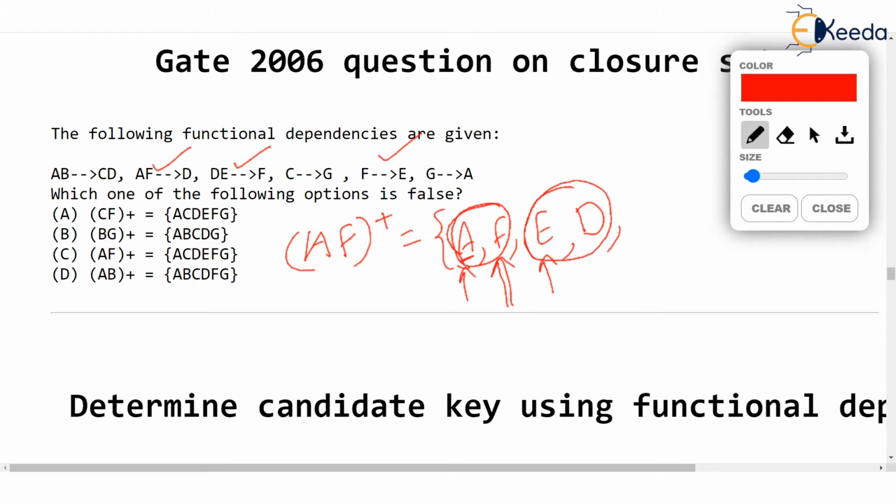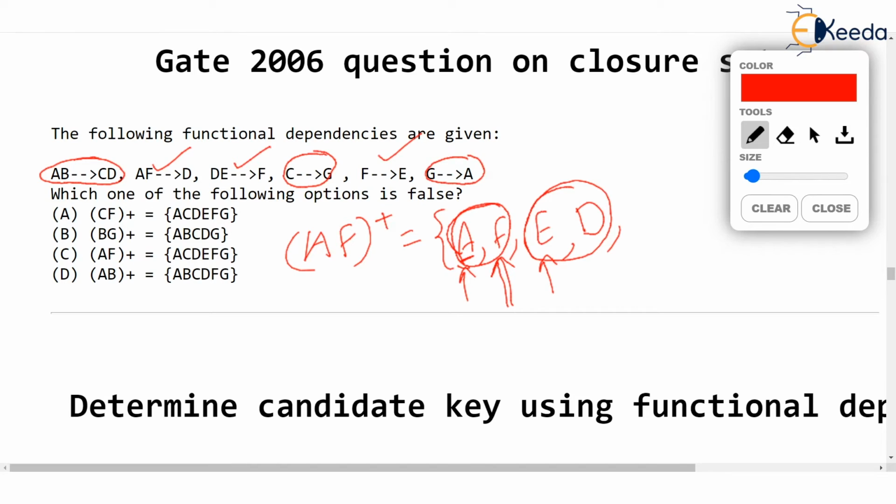Can we use AB determines CD? This one which I am marking. No, we can't, because AB both are not there in the closure set. Can we use C determines G? No, because C is not there in the closure set. Okay, can we use this G determines A? No, G is not there in the closure set.